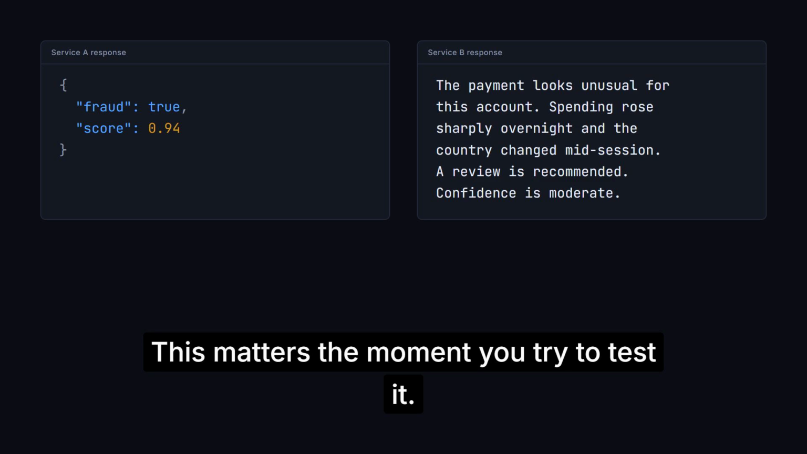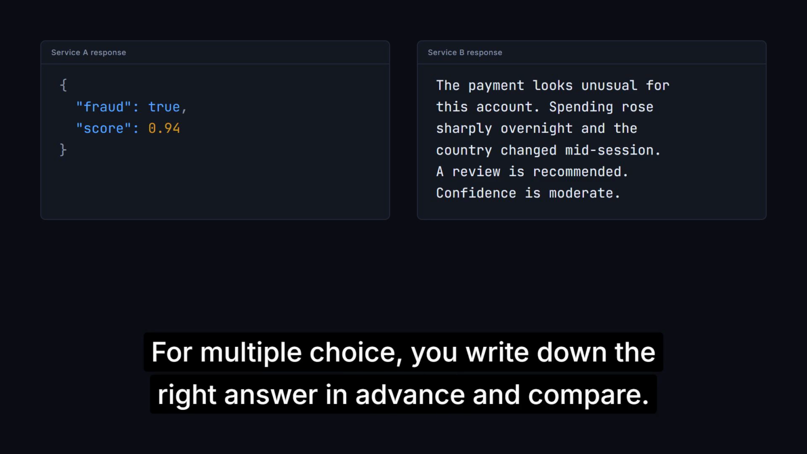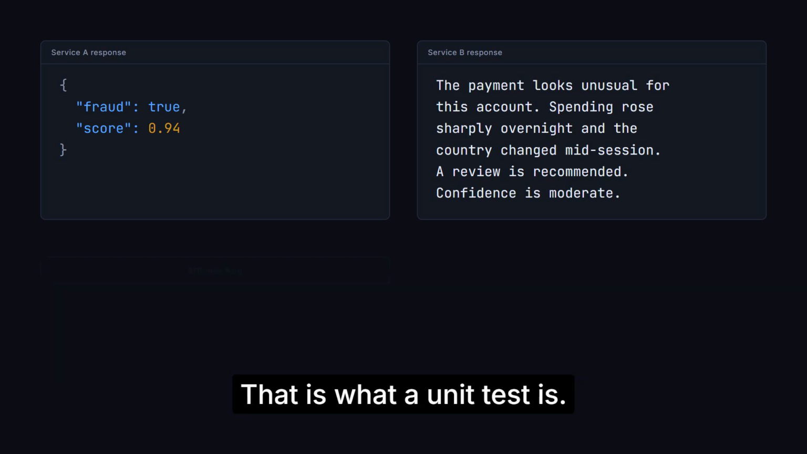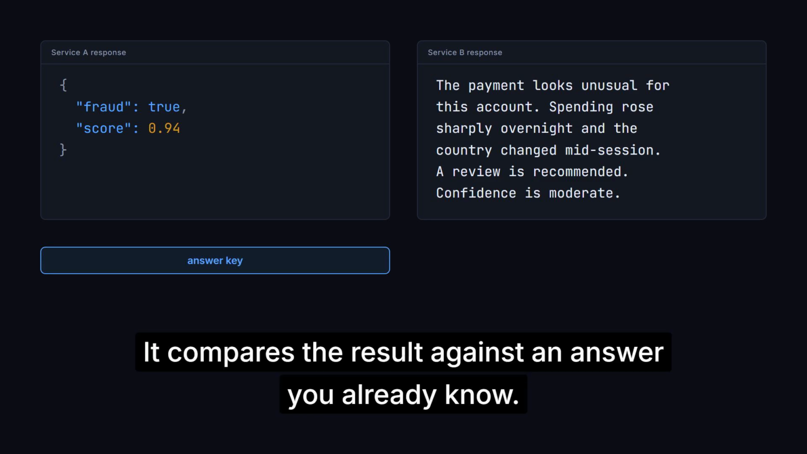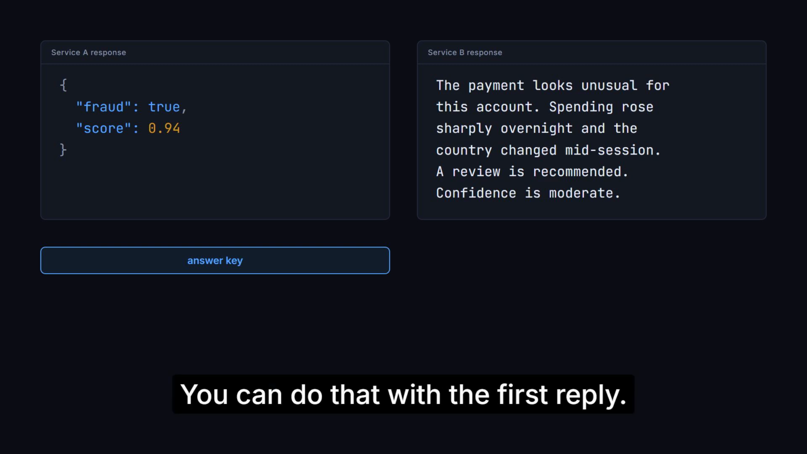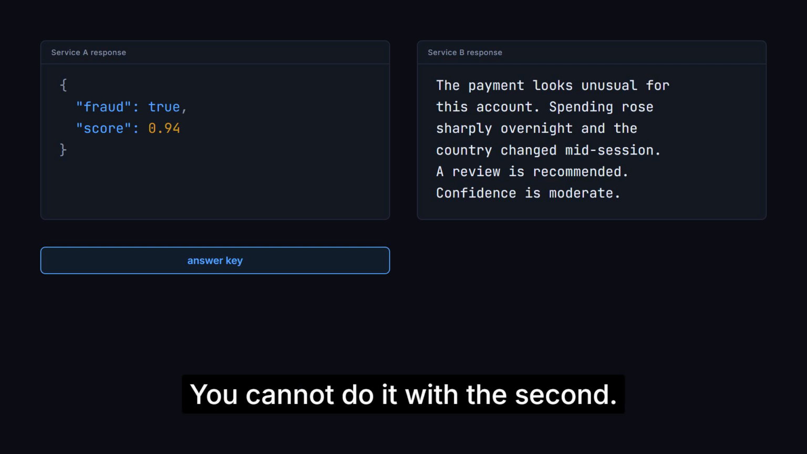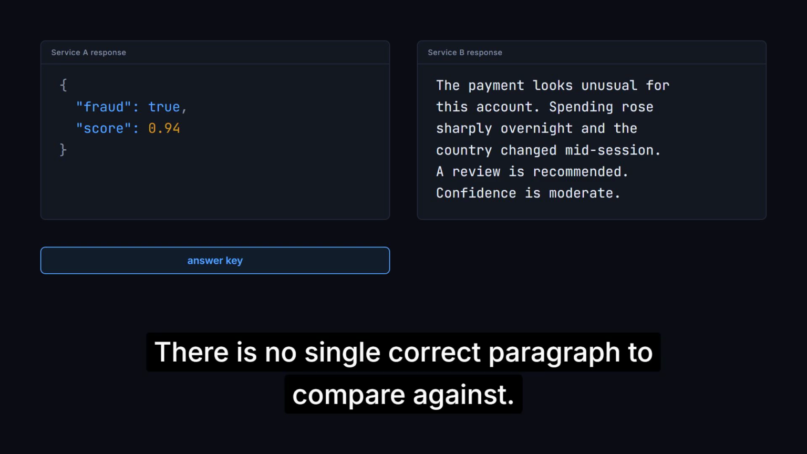This matters the moment you try to test it. For multiple choice, you write down the right answer in advance and compare. That is what a unit test is. It compares the result against an answer you already know. You can do that with the first reply. You cannot do it with the second. There is no single correct paragraph to compare against.